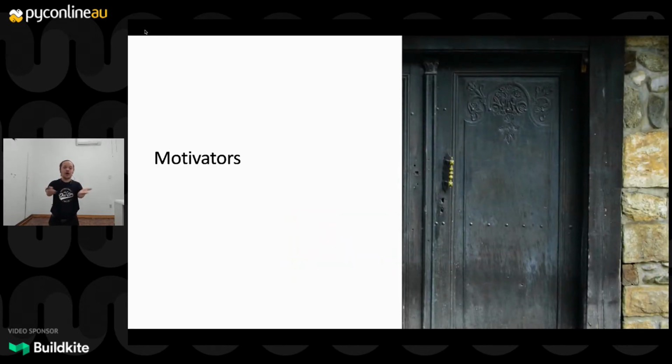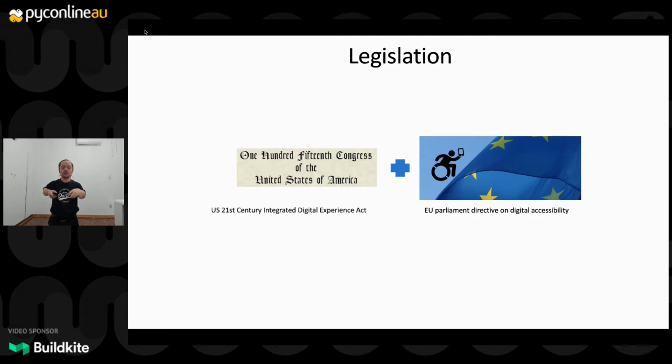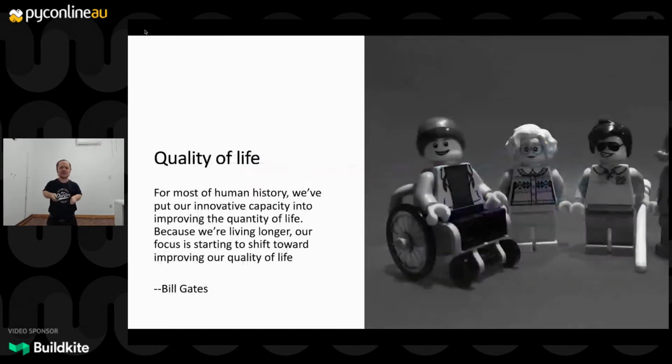We also have now motivators. Now, motivators could be legislation. So legislation: the US 21st Century Integrated Digital Experience Act, the Americans with Disabilities Act, and then the EU Parliament Directive on Digital Accessibility that said that we all have to be Web Content Accessibility Guidelines 2.1 AA compliant, or like Canada did, $100,000 fine per day if you're not a civil site that is customer facing. So that's a motivator, but we don't want to use the stick, we want to use the carrot.